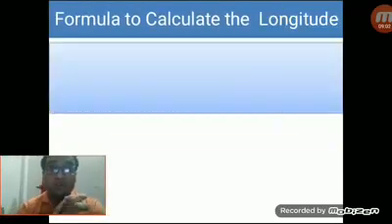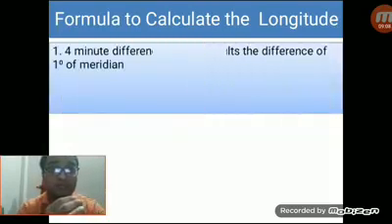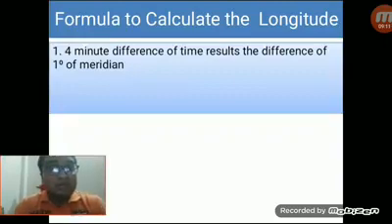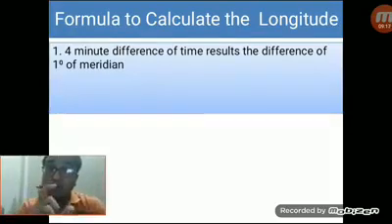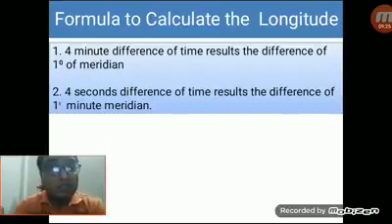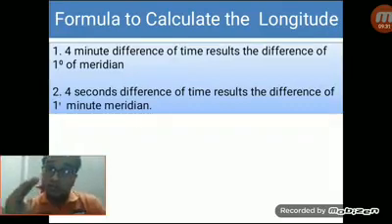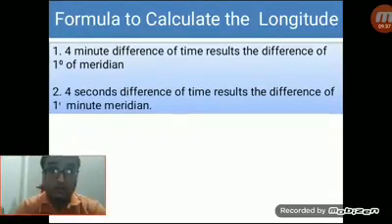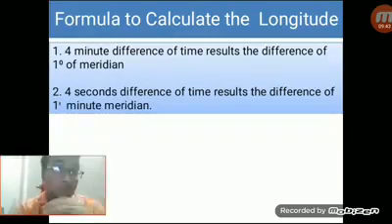Next, I am going to show you the formula to calculate the longitude. First of all, a 4 minute difference of time results in a difference of 1 degree of meridian. That means a difference of 4 minutes will result in 1 degree of meridian. Next, a 4 second difference of time results in a difference of 1 minute of meridian. That means a difference of 4 seconds will result in 1 minute of meridian. So that's all about the two formulas.